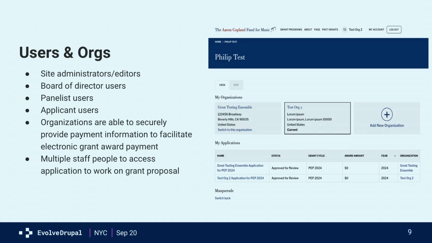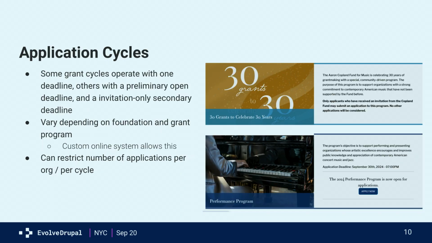And then from an applicant perspective, applicants are the ones who are seeking the grant funds, and that's how they log in to complete their application. They can apply to different grant programs, or depending on the grant cycle, they could apply for only one application, or depending on the rules, apply for multiple applications if they're hoping to get multiple grants.